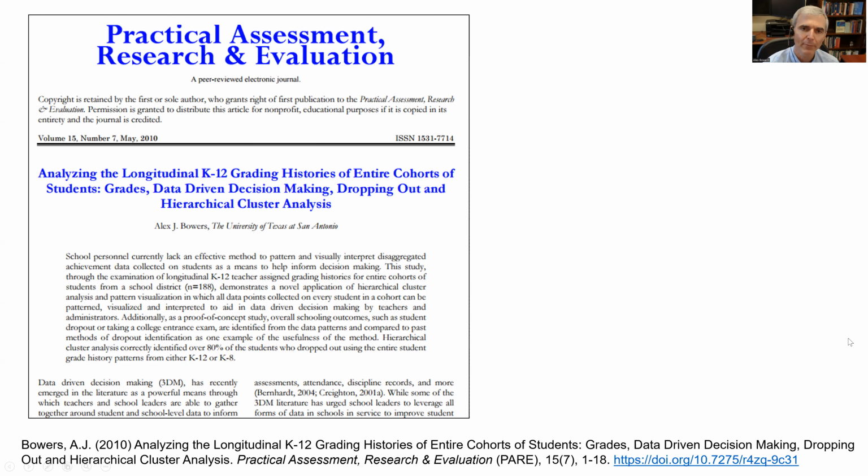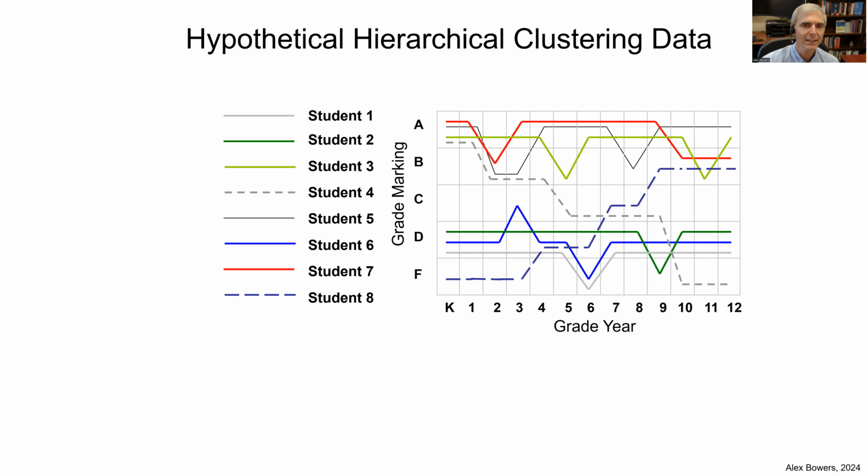So this is from a paper from me in 2010, analyzing the longitudinal K-12 grading histories of entire cohorts of students, grades, data-driven decision-making, dropping out in hierarchical cluster analysis. So I'd like you to think about first hypothetical data. This is completely made up data on just 8 students. And let's think about their non-cumulative course grades. So grades in every year, so their GPA, grade point average, but non-cumulative. So we recalculate it fresh and new every single year, not using any of the data from the year before.